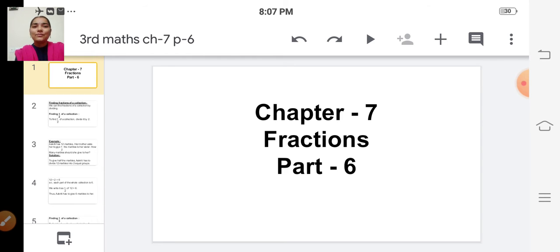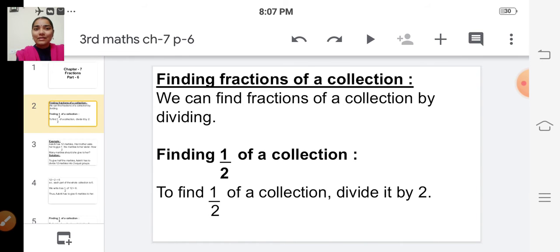So, today we are going to learn finding fractions of a collection. How to find the exact number of the fraction. We can find fractions of a collection by dividing. First, let's find out half of a collection. Finding half: 1 by 2 is nothing but half. So, finding half of a collection.